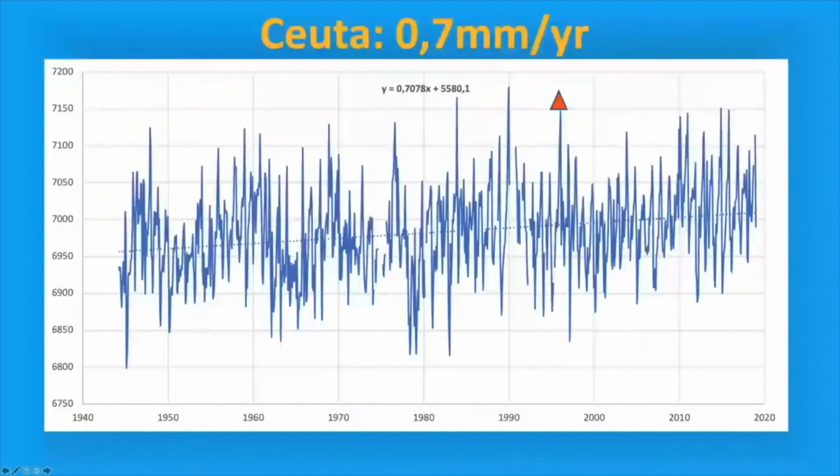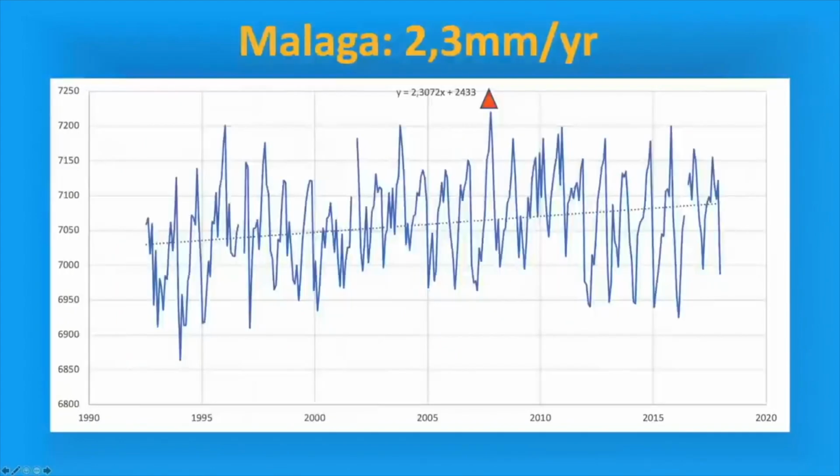Ceuta, the sea level change is already in Africa, as you know, a possession of Spain, but in Africa. And so the sea level rise is very low, and also before 2000. At Malaga, in the Mediterranean coast area of Spain, you have a bigger trend, but also, can you see, about 2007.